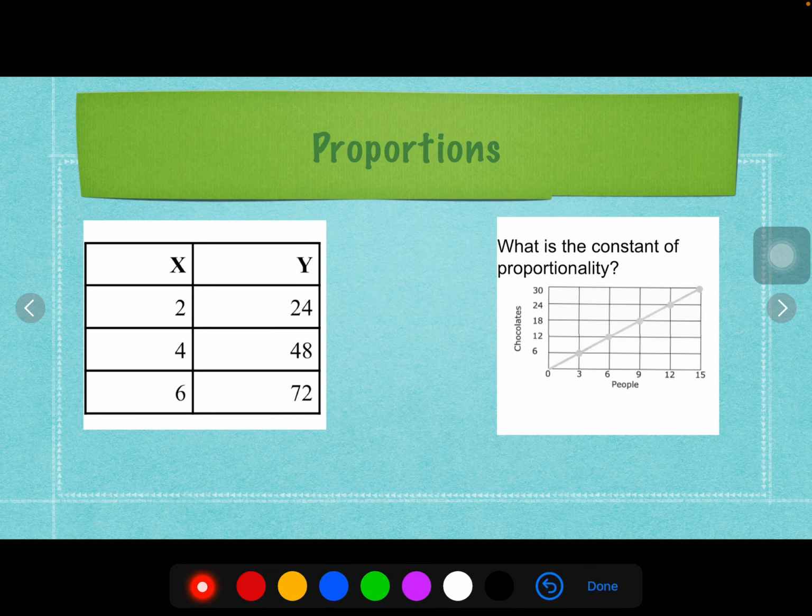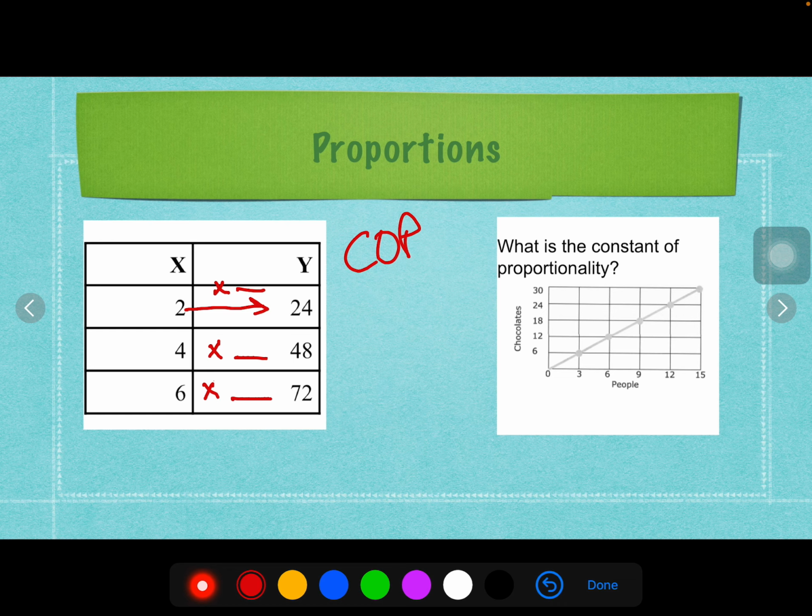All right, so for proportions, I want you to remember we're always going to find COP, constant of proportionality, right? In the table, remember that's the number we're multiplying by to go from left to right or X to Y. So 2 times something equals 24, 4 times something equals 48, 6 times something equals 72.